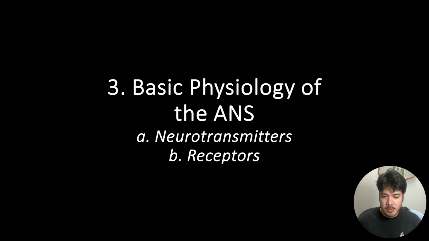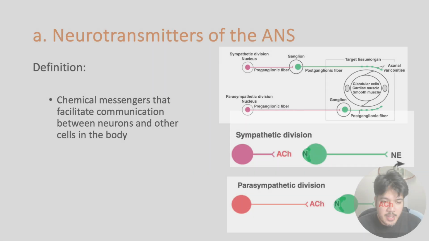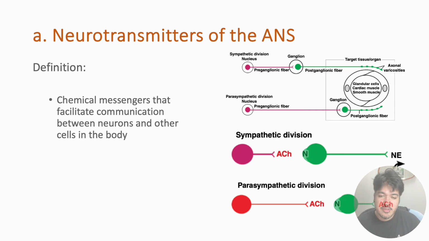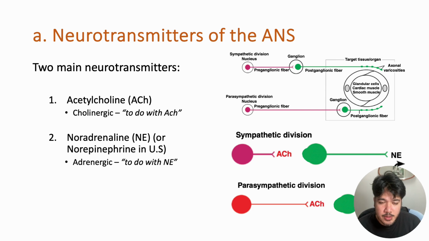So let's focus a little bit on neurotransmitters before we talk about the receptors, and this is covered in the basic physiology of the autonomic nervous system. Let's start by defining what neurotransmitters are. A neurotransmitter can be defined as a chemical messenger that facilitates communication between your neurons and other cells in your body. Let's focus on the two major neurotransmitters of the autonomic nervous system. The first one is acetylcholine, and the second one is noradrenaline.